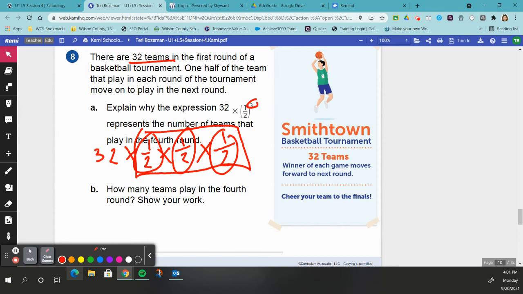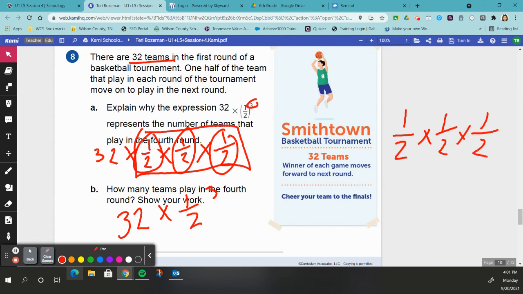And then B, how many teams play in the fourth round? Show your work. So in this case, you're actually evaluating that expression. So 32 times 1/2 to the third power, right? So we're doing 1/2 times 1/2 times 1/2. When we do that, we multiply straight across the top. That would be 1. Straight across the bottom, 2 times 2 is 4, times 2 is 8, so that would be 1/8. So we have 32 times 1/8.